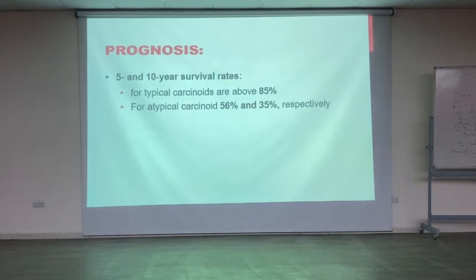In terms of a prognosis, those patients do much better than the patients with lung cancer. So the 5-year and 10-year survival rate للtypical carcinoid أكثر من 85%. So see how it's good. While on the other hand, the atypical carcinoid في أسوأ حالاته the 5-year survival rate is about 56% and the 10-year survival rate is about 35%, still better than all histologic types of lung cancer.